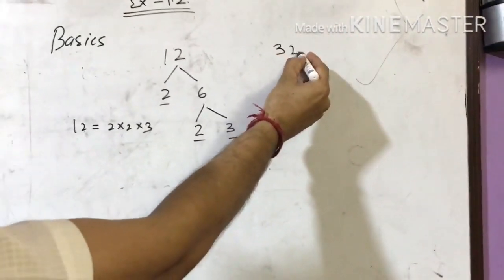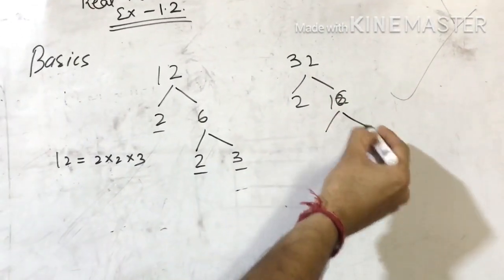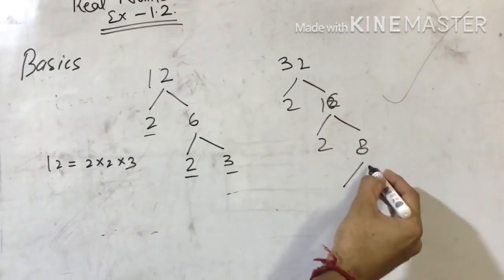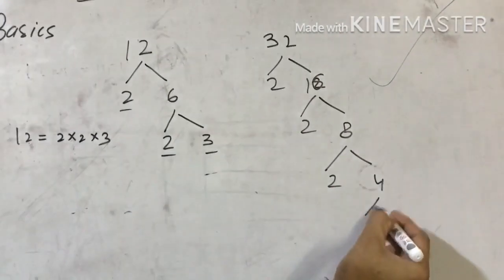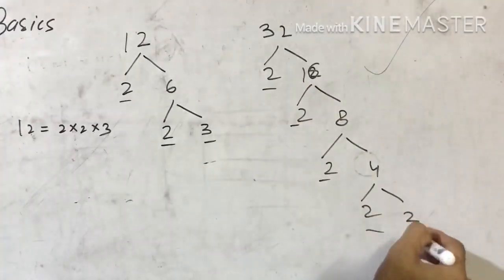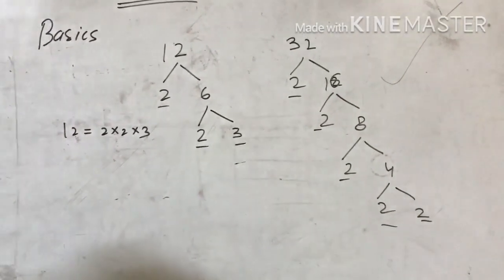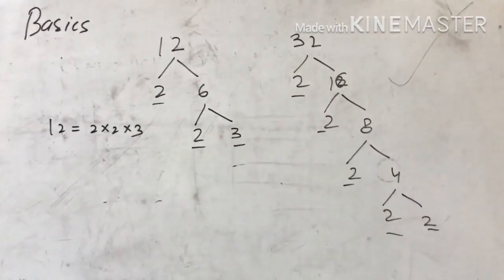Similarly, you can take any number and make the factor tree, but you have to multiply all these numbers till here. Prime numbers start from 2, the first prime number, which is even, and all other prime numbers are odd.